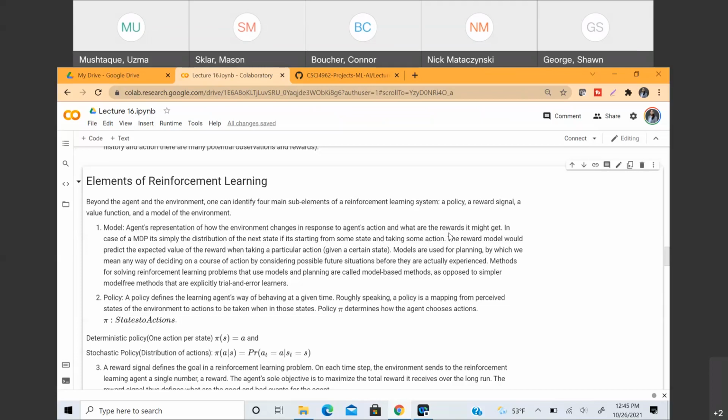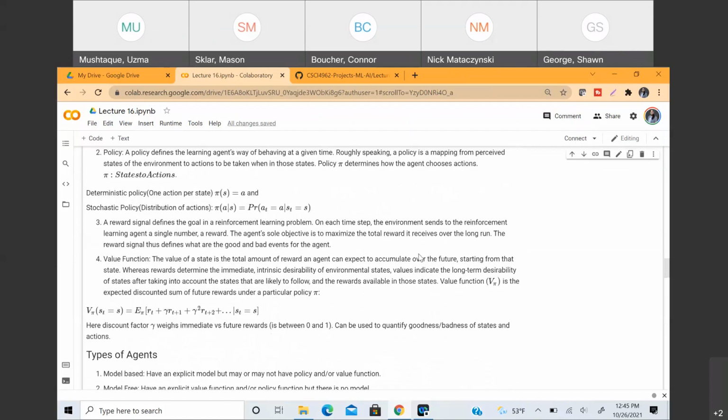And eventually we'll have a reward model that would predict the expected value of the reward when taking a particular action. Again, no need to get confused. We will actually mathematically write all those equations and then they become clear. But for now, at a high level, the model is your agent's representation of how the environment is going to change the state, and what all it is going to change.